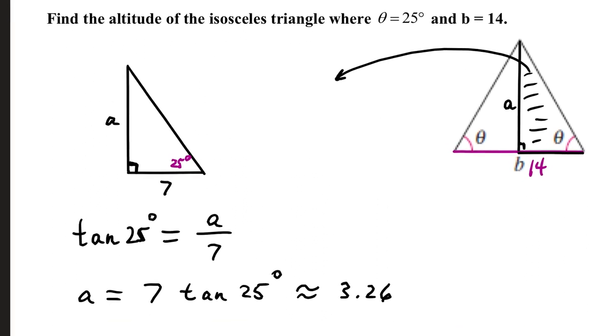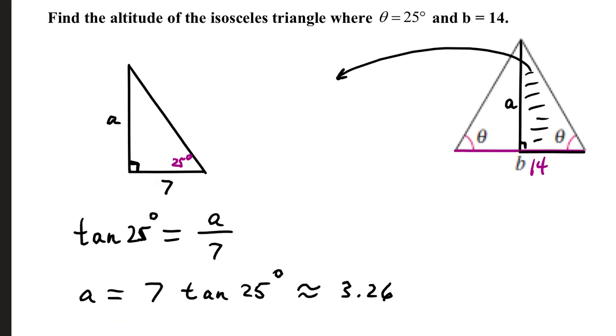Find the altitude of the isosceles triangle where theta is 25 degrees and B equals 14. In WebAssign, this diagram to the right is the one you'll be given. You'll be given a triangle with two angles identical, and then you are given the length of the base. The altitude is how tall the triangle is from that top vertex straight down to the base. I did little highlight marks here because over here to your left in the diagram, that base of 14 has been cut in half. I used A for altitude and 25 degrees was given.